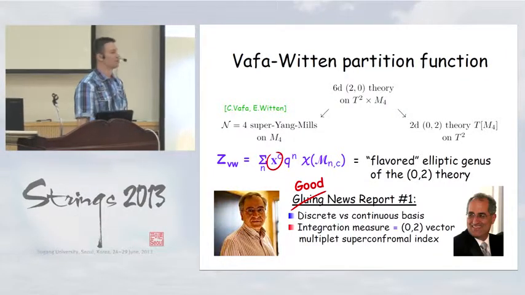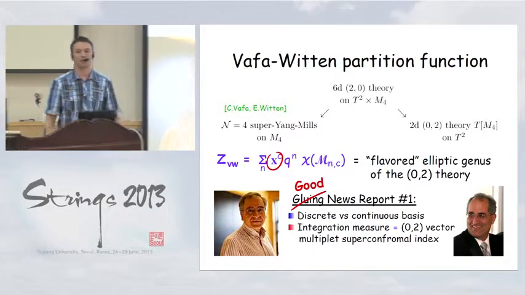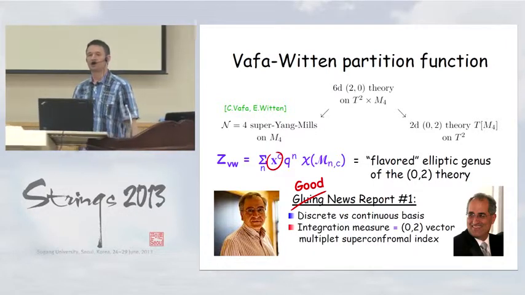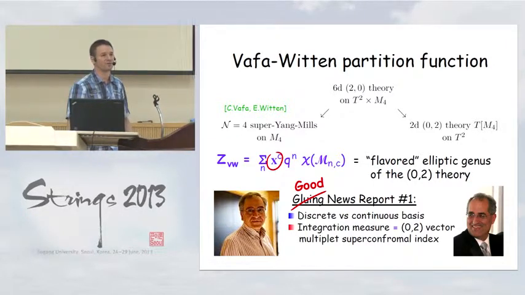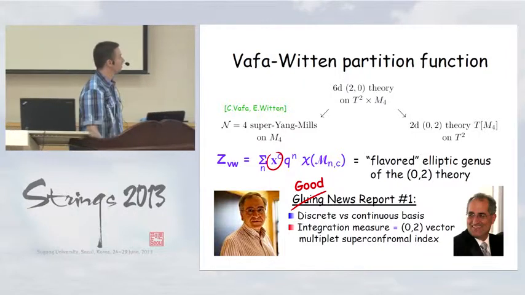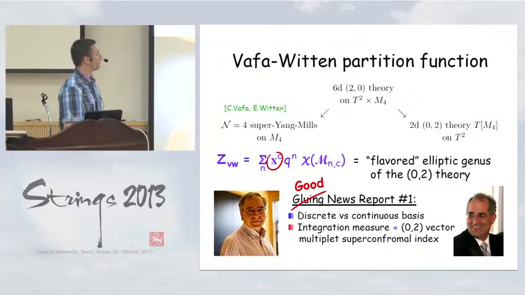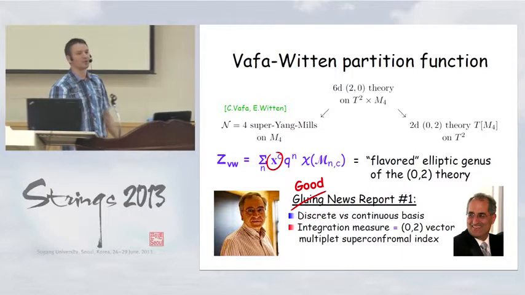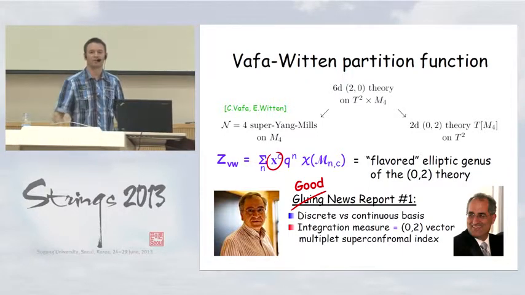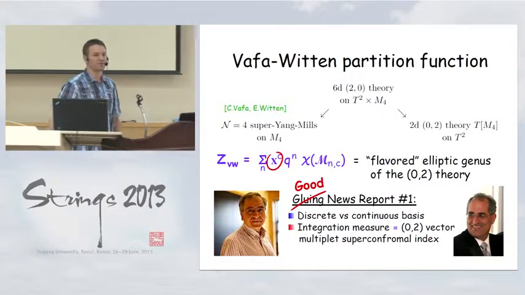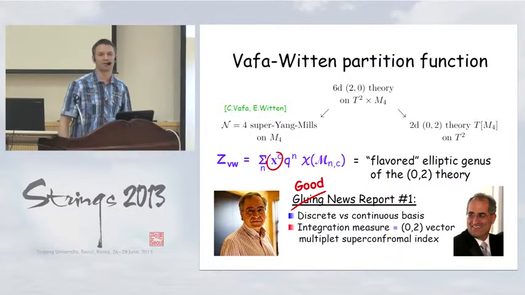If our two-dimensional theory contains gauge groups and matter fields, it's usually expressed as an integral over the Cartan of the gauge group and various ingredients for the matter fields. In this talk, I'll give you two results about the Vafa-Witten partition function on a general 4-manifold. For more general results, I refer you to the paper.